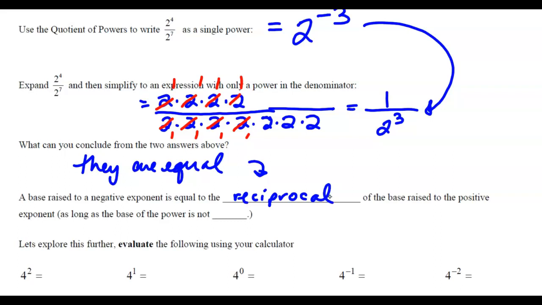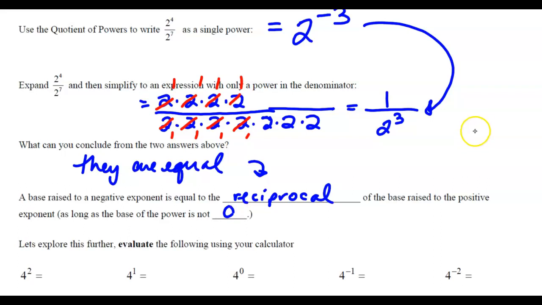As long as the base isn't 0, right? Not that we really ever show a power with a base of 0. If we had 0 to the negative 3, then that's 1 over 0, which is undefined. But really, we'll never show a base of 0, so you don't really have to worry about it. It's just reminding you, you can't divide by 0. So that's one way of seeing the relationship.